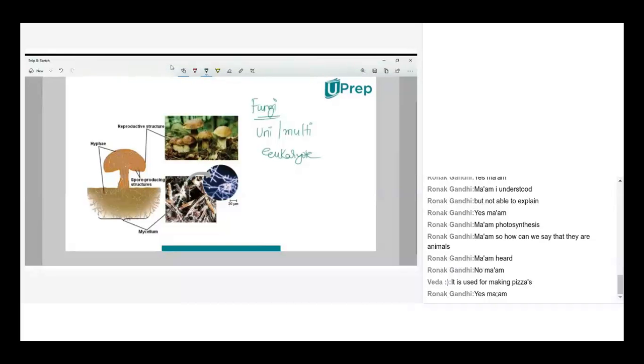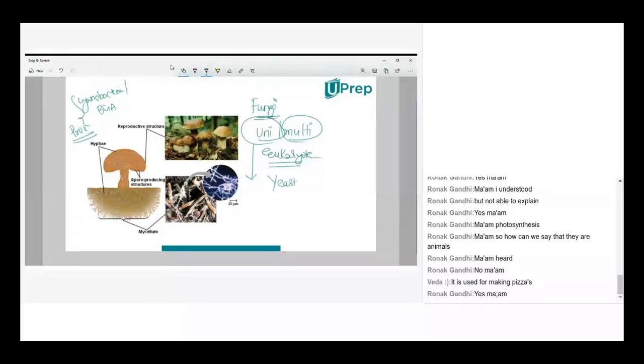Remember the cyanobacteria. Cyanobacteria is a blue-green algae, which is a prokaryotic algae. Remember that, a very important one. But all fungi are eukaryotic only. They may be unicellular and may be multicellular. And when we come to unicellular, the best example everybody knows is yeast.